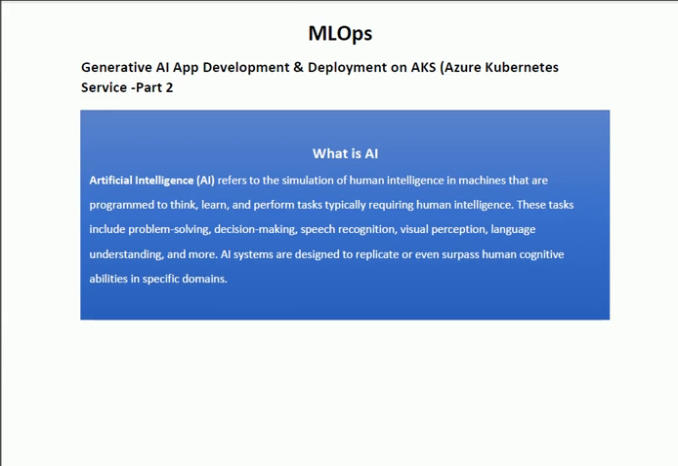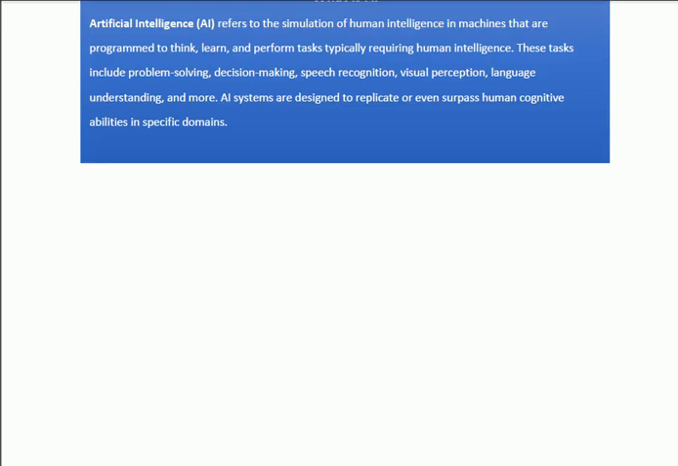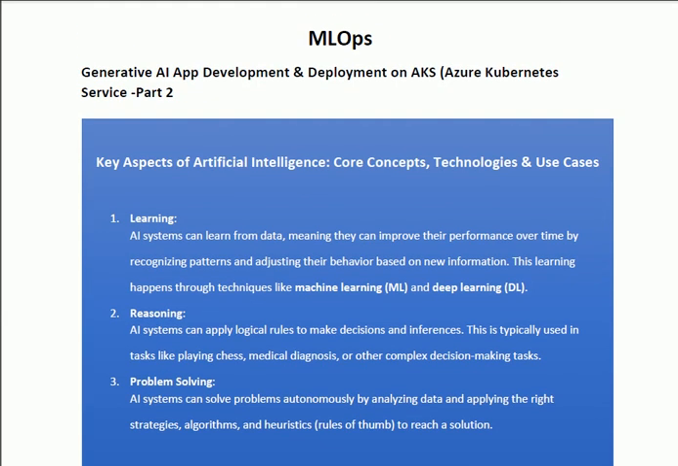In order to complete the generative AI discussion, it is mandatory to discuss AI in this scenario. Artificial intelligence refers to the simulation of human intelligence in machines that are programmed to think, learn, and perform tasks that typically require human intelligence. So the main definition of artificial intelligence is as described. Next, key aspects of artificial intelligence: core concepts, technologies, and use cases.